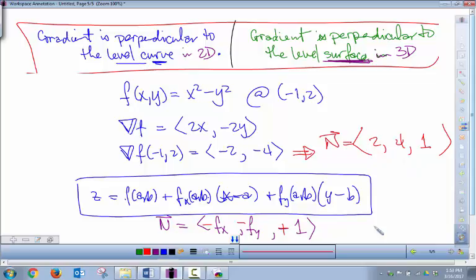So I want you to think about this this weekend. Think about how the normal vector for a level surface is different from the normal vector from a level curve. A level curve gives us a vector in 2 dimensions, and so you want to come up with a 3rd dimension to make it perpendicular. And that 3rd dimension is either 1 or negative 1, depending on how you approach it.